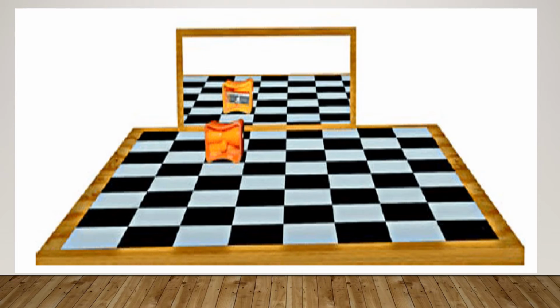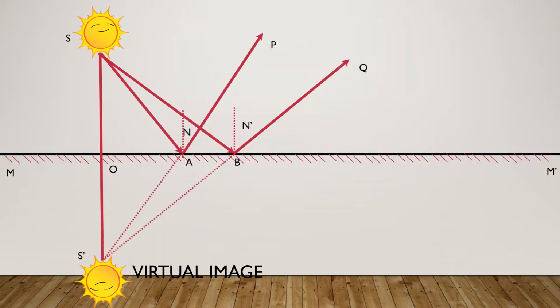Now after doing this activity, you may be getting some idea about virtual image, but you don't know what a real image is, and how a virtual image is formed. Let us see a small explanation here. Real image formation we can observe in the case of the spherical mirror. Now first of all let us complete the virtual image.